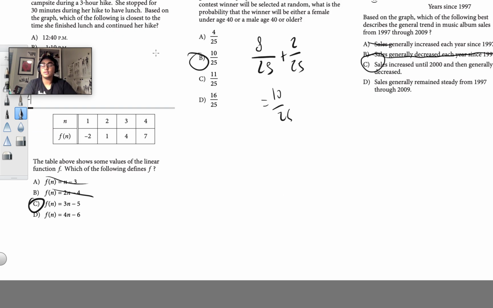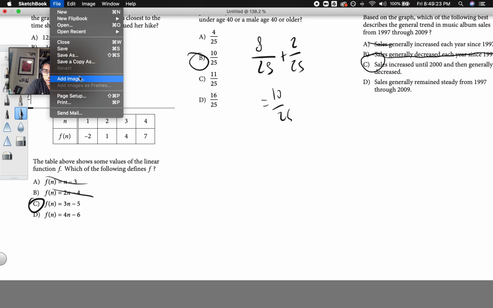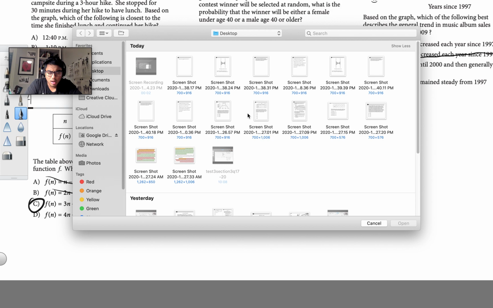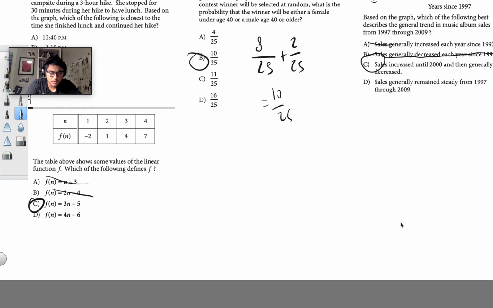And I guess question 5 is missing, but that's okay. We can add the image. I think. Which one is it? I think it's this one.